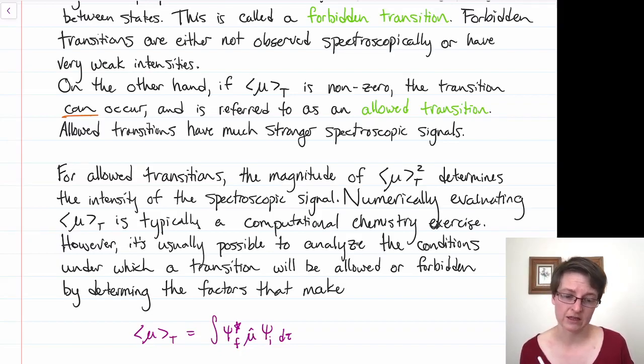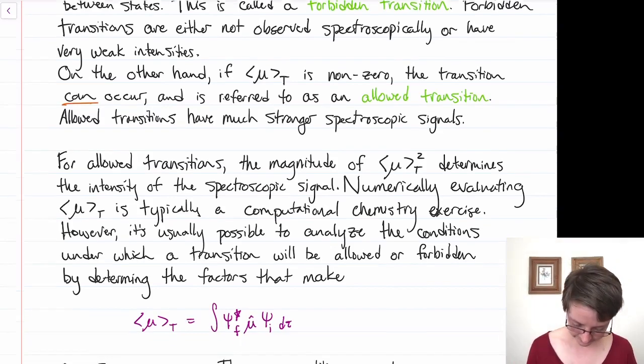Numerically evaluating the transition dipole moment is an exercise for computational chemistry. We're going to get to explore that next lecture and in class. However, what we can say in a lecture sense, without having to evaluate these integrals explicitly, is it's usually possible to analyze the conditions under which a transition would be expected to be allowed, our transition dipole moment being non-zero, or forbidden, having the transition dipole moment equal to zero.